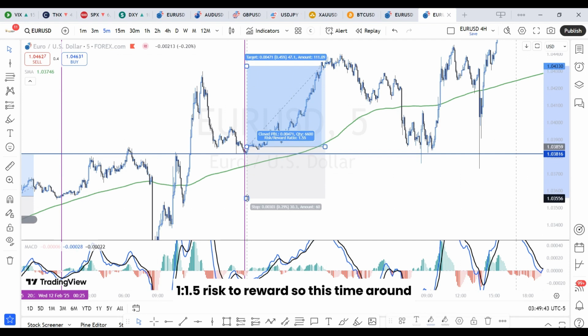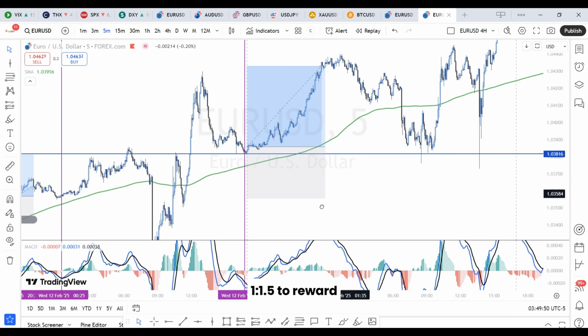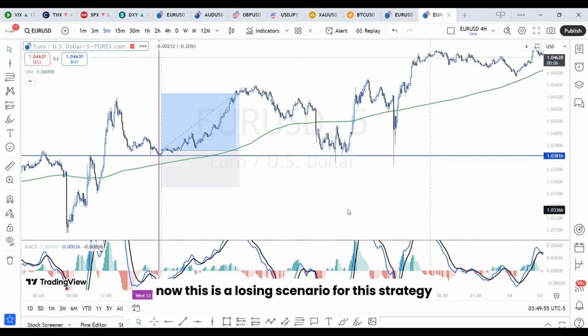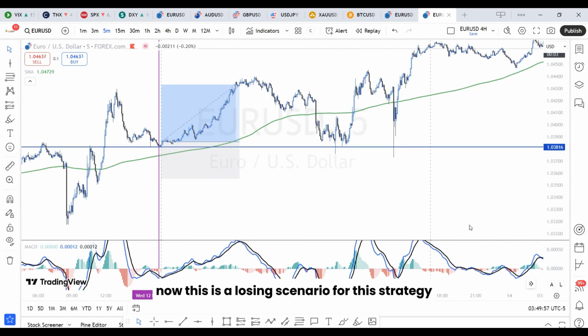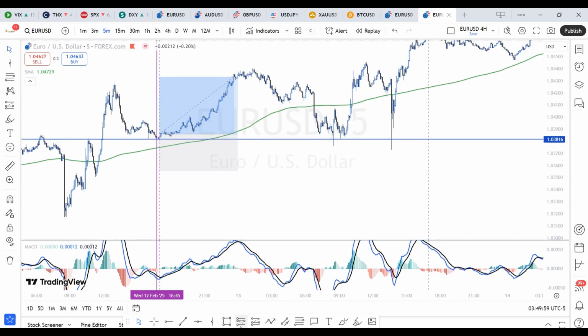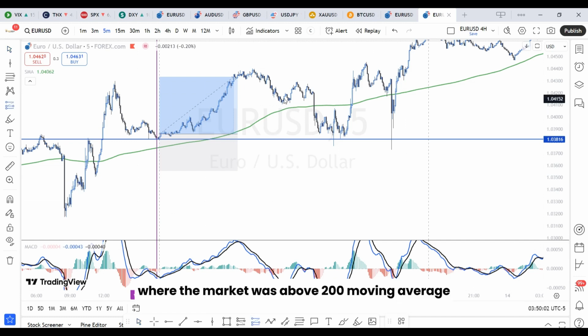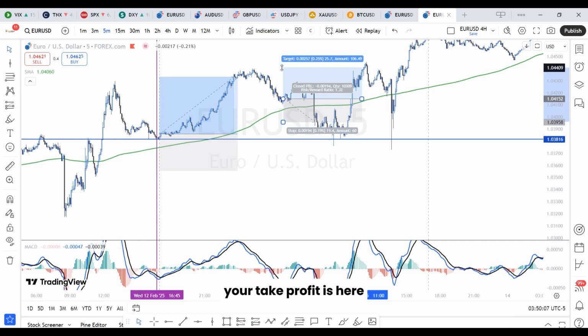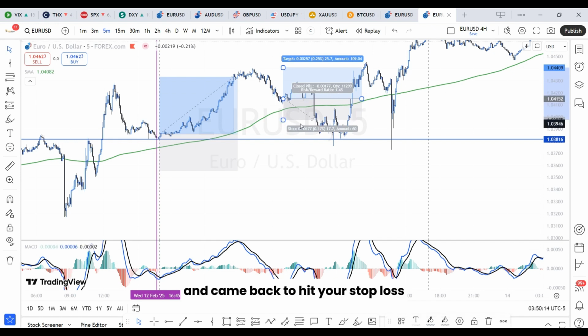So as long as your take profit is here, you want to put your stop loss at 1:5 risk to reward. This time around, most times it is where your take profit is that will determine where your stop loss is, because you are looking for a 1:5 risk to reward, and you see the trade went up and hit take profit. Now this is a losing scenario for this strategy. You can see it. This is a losing scenario where the market was above the 200 moving average. Your take profit is here, but your stop loss is at 1:5 risk to reward here. The market went up a little bit and came back to hit your stop loss. So that would have been a losing scenario.